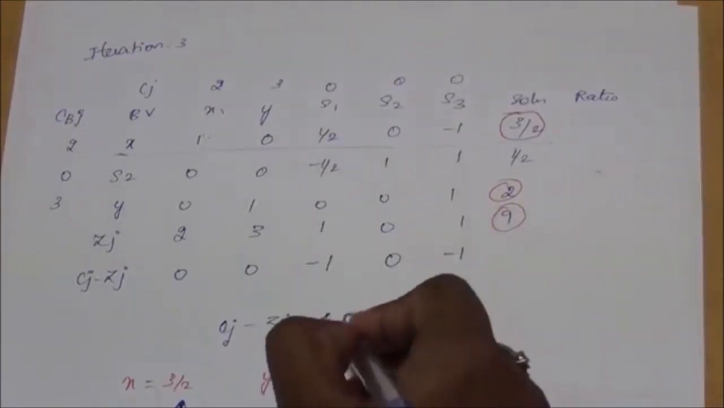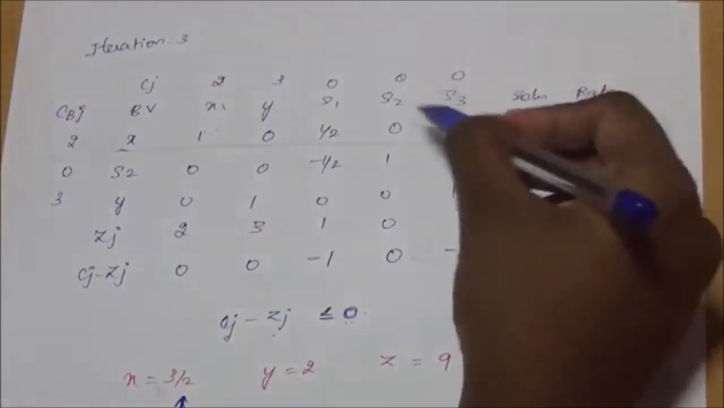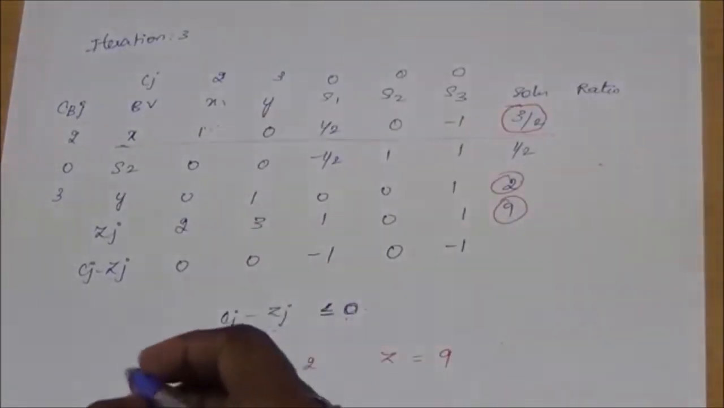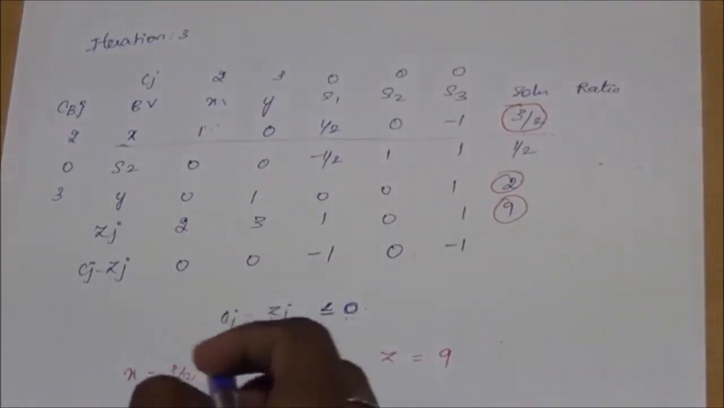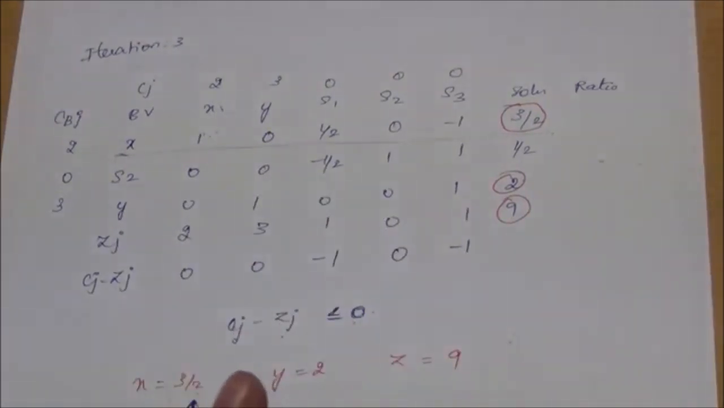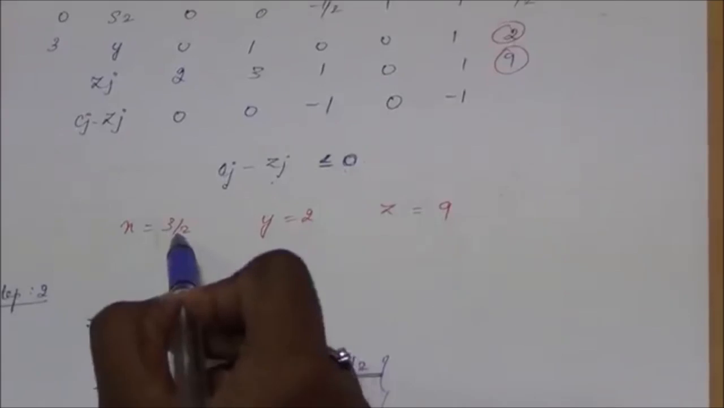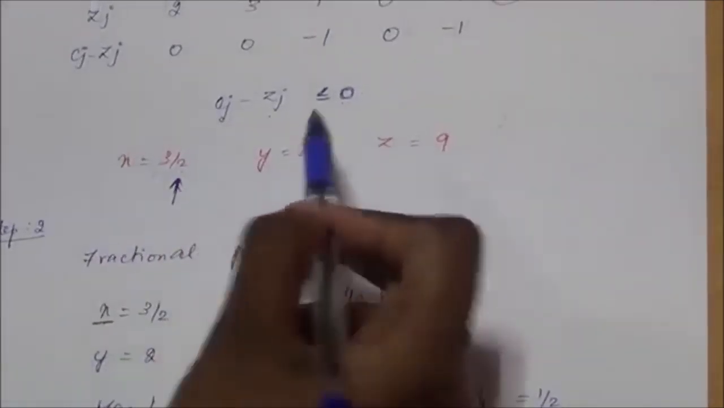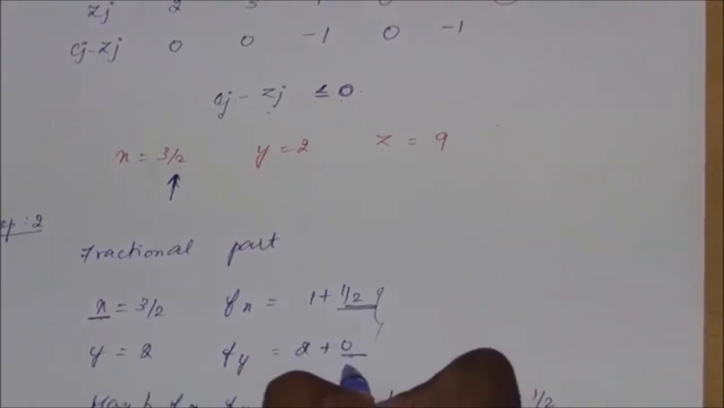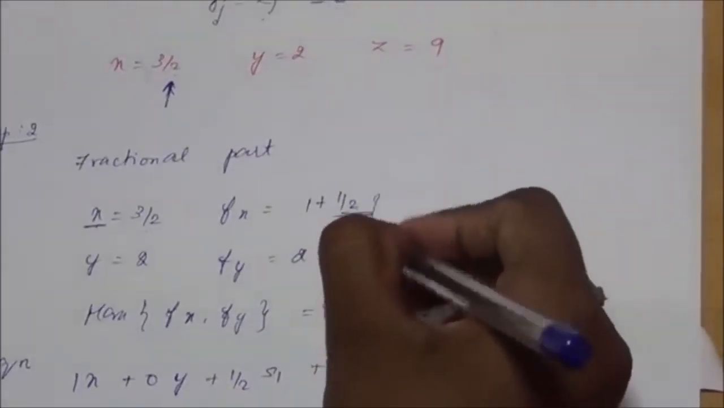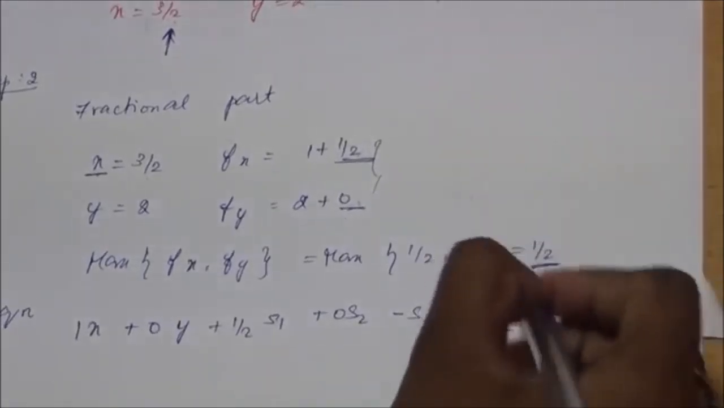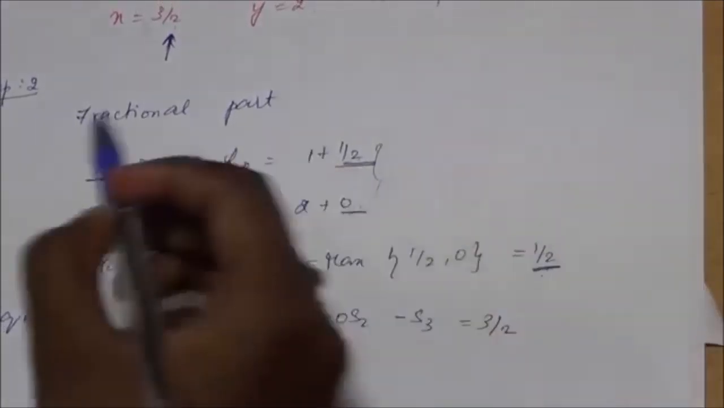So the iteration stops there, and we can take the final value of x is 3/2, y is 2 and z is 9. Since we find the value of x is not an integer, it is a fractional value, we go for Gomory's cut method for the next step, where we have to find the fractional values of these variables. 3/2 can be written as 1 plus 1/2. For 2 it is 2 plus 0. We have to find the maximum of these two fractional values, which will be 1/2. We got this value 1/2 from the variable x.